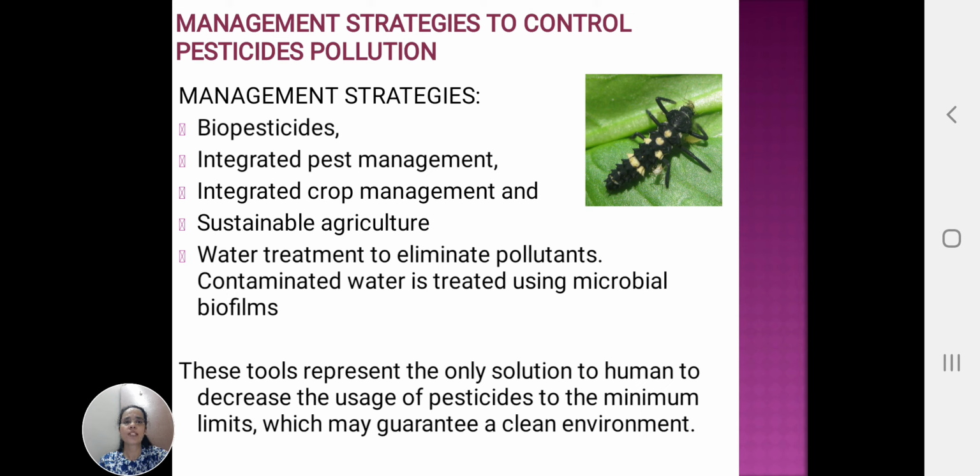These tools represent the only solution for humans to decrease the usage of pesticides to minimum limits, which may guarantee a clean environment. Ultimately, we have to restrict ourselves to the use of pesticides to maintain a clean and better environment, as these persistent, low degradable chemicals, though beneficial for us, have harmful effects that are long lasting.